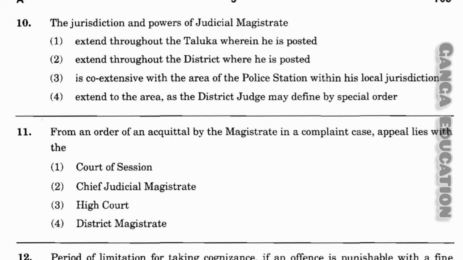Question number 11. From an order of an acquittal by the magistrate in a complaint case, appeal lies with the option number 1, Court of Session. Option number 2, Chief Judicial Magistrate. Option number 3, High Court. Option number 4, District Magistrate. And the correct answer is option number 3, High Court.